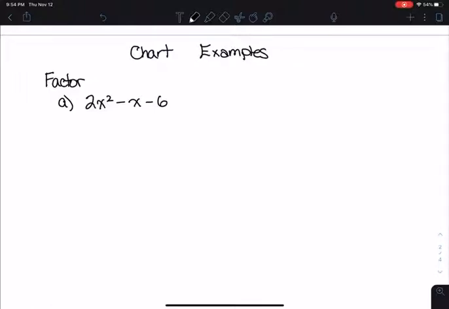Here's some examples of factoring using the chart method. My first example is 2x squared minus x minus 6. I'm going to factor that.